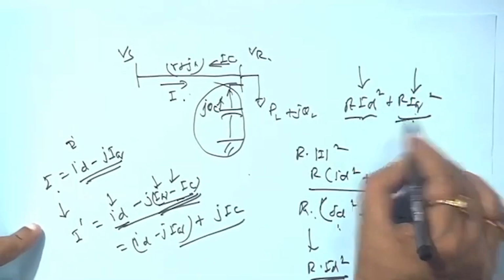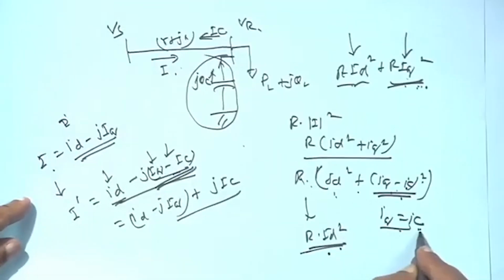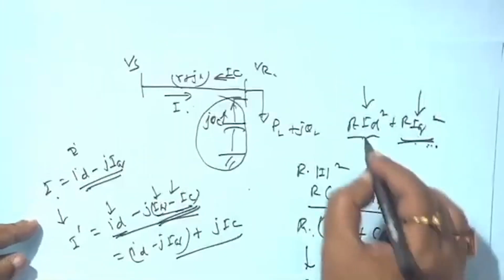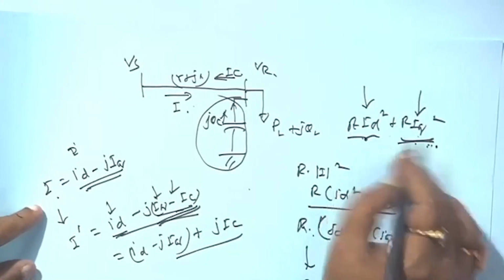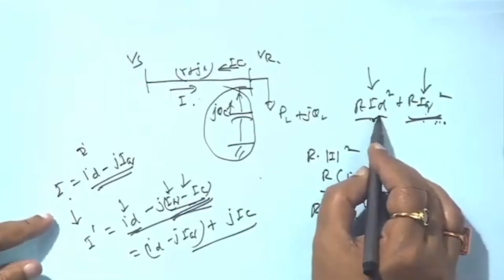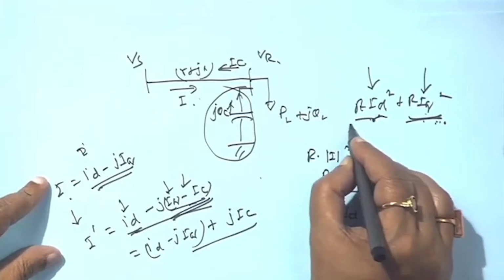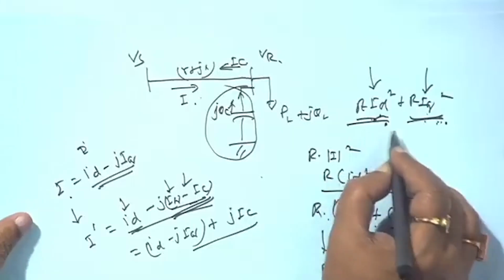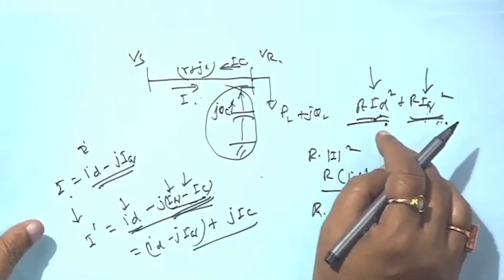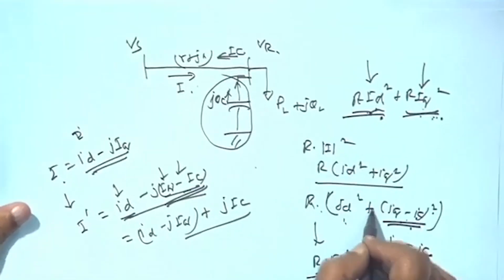Theoretically this quadrature axis component can be made 0, because I_q is equal to I_c. That is possible, but this you cannot touch, it will remain in the circuit. Unless your load is 0, this I_d cannot be 0. So this R I_d square will remain in any circuit, it cannot be minimized. Theoretically, R I_d square is the minimum power loss in the network. I hope you have understood this. This is very interesting, but I thought I should tell you.